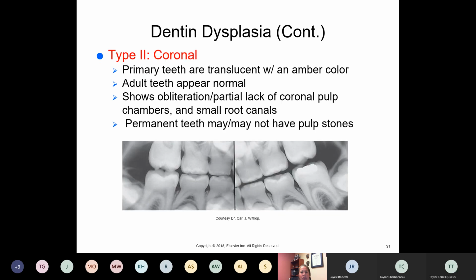If I have type 2, which is coronal, my primary teeth are translucent with an amber color. Adult teeth are going to appear normal, but it shows an obliteration or partial lack of crown pulp chambers, as well as small little root canals. And you can see it more in the upper teeth than you can in those molars on the lower. Permanent teeth may or may not have pulp stones, which we talked about in histology and embryology. Pulp stones are found either free, kind of floating, or attached to the side of the pulp chamber, and those would be radiopaque.